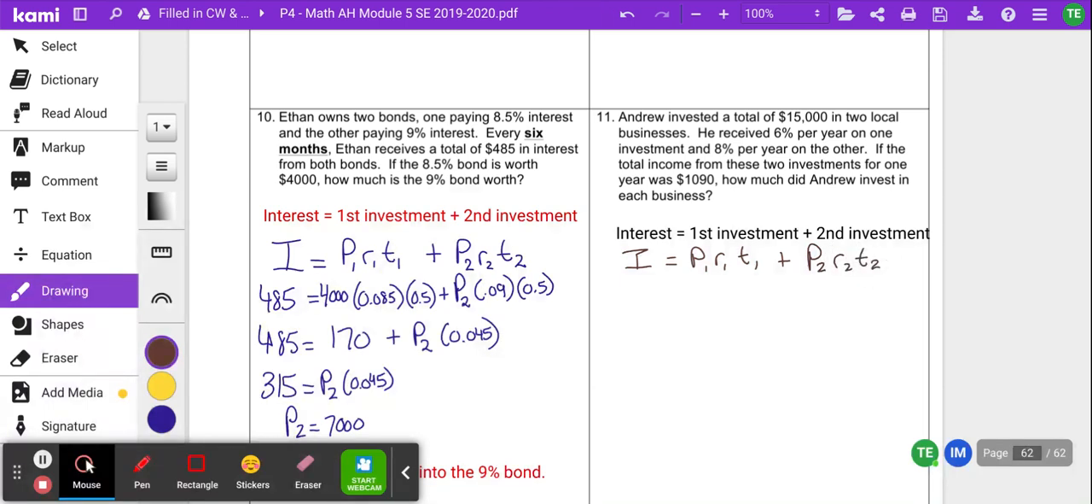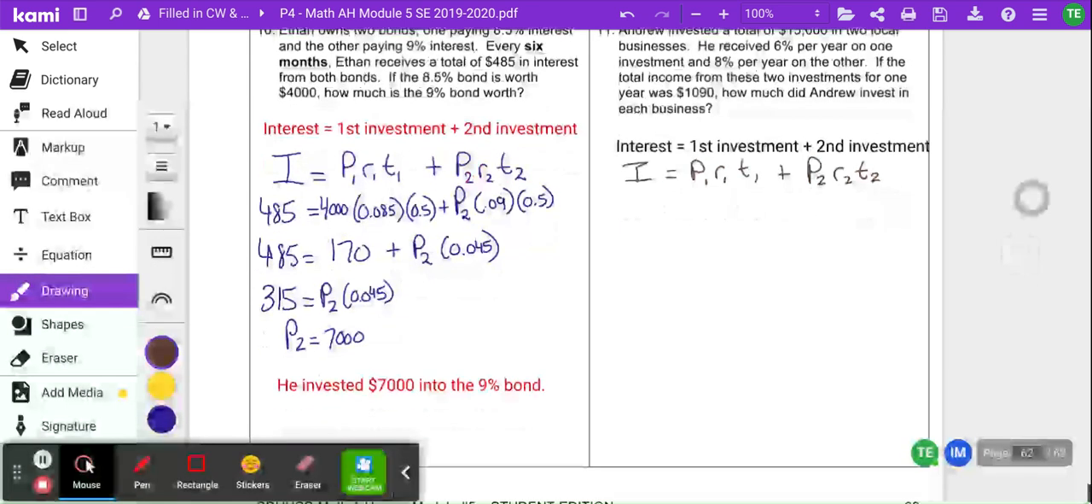Okay, so I read the problem first just to figure out what do I have. I have interest coming from two different investments. I set up my basic equation. Then I go back and figure out how I'm going to write this. Andrew invested a total of $15,000. I don't know how much in each one, so I have to keep track. So $15,000 was invested, and it got split part into P1 and part into P2.